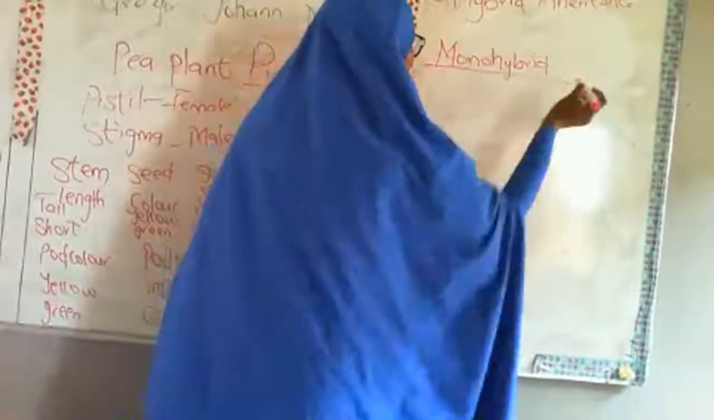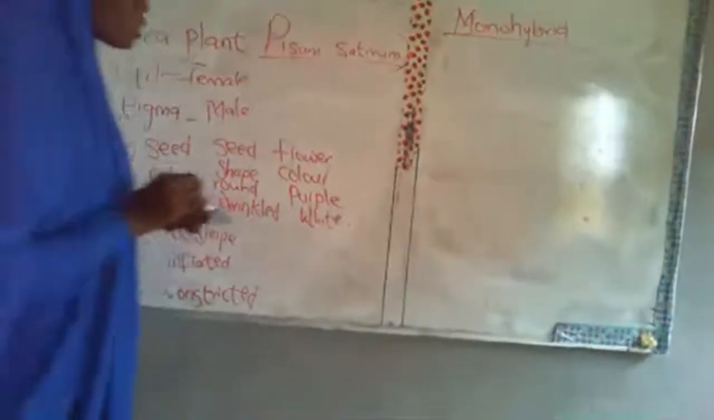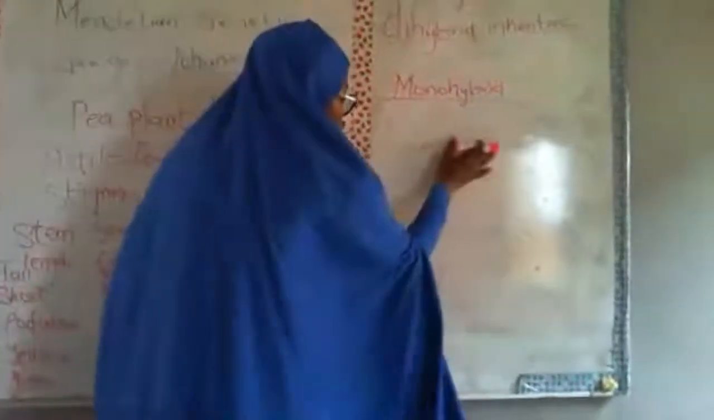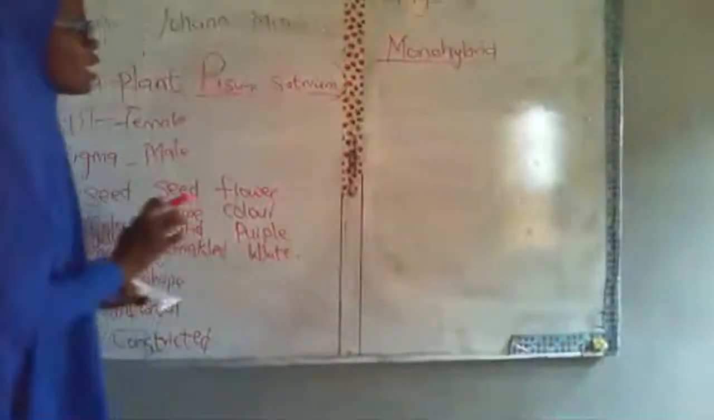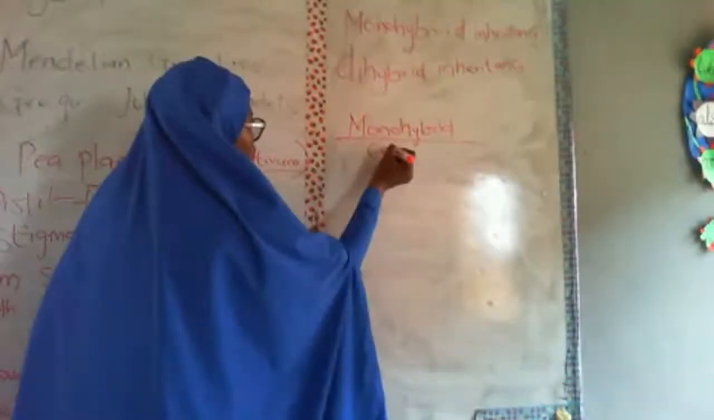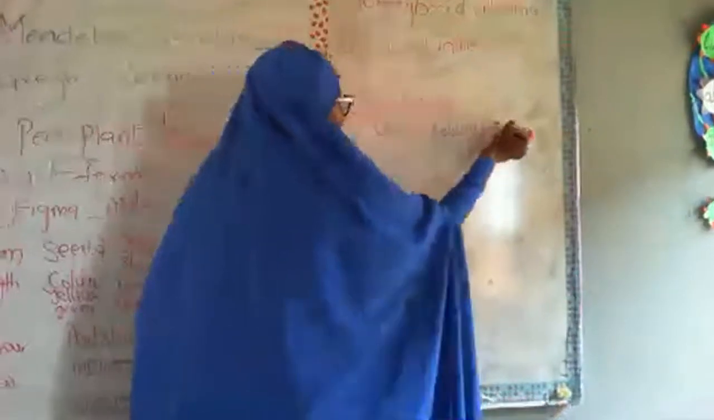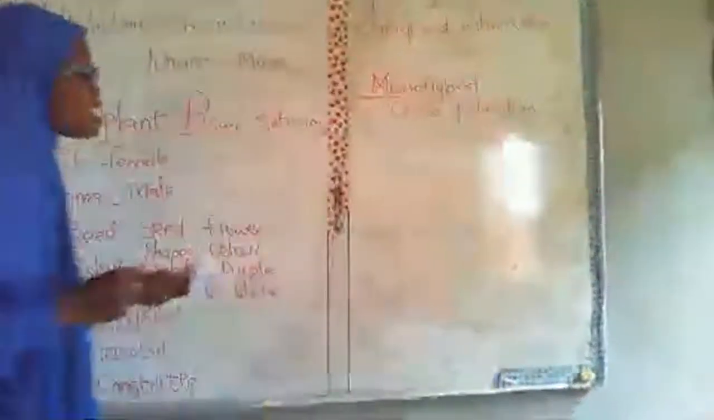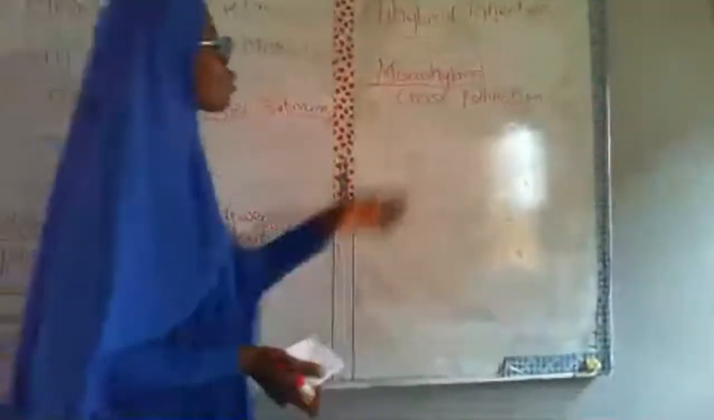So in the monohybrid inheritance, what he did was he planted tall plants. You notice that when he planted tall plants, all the plants were tall. Later he planted short plants, and all the plants were short. Later he did what we call cross pollination. One of the reasons why he used the pea plant is because he is able to control the breeding process.